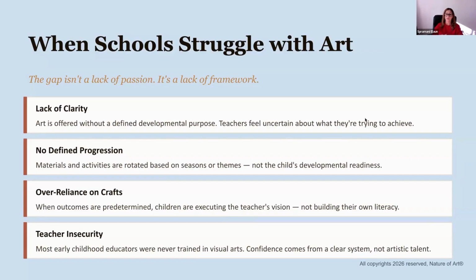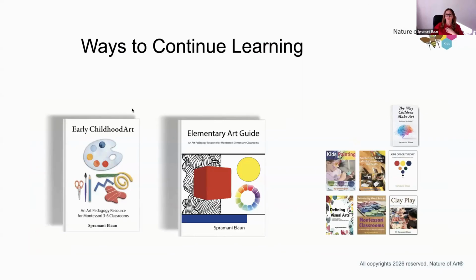No defined progression. Materials and activities are rotated based on seasons and themes, not the child's developmental readiness. When outcomes are predetermined, children are executing the teacher's vision, not building their own literacy. And that goes back to what we just said. It's so important for you to know. Teacher insecurity: most early childhood educators have never been trained on visual arts. And so the confidence comes from clear systems, not talent.